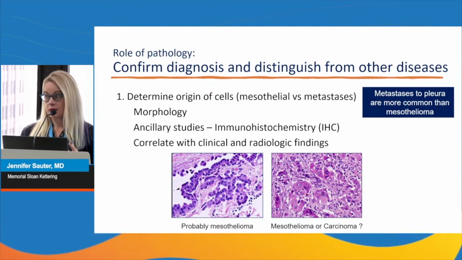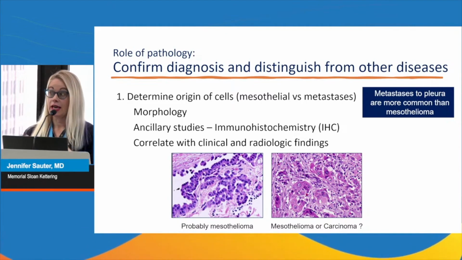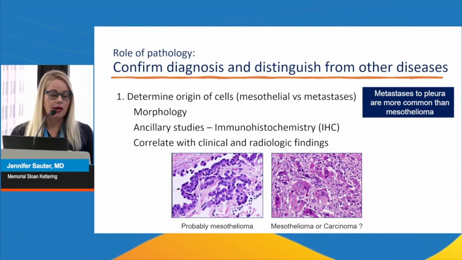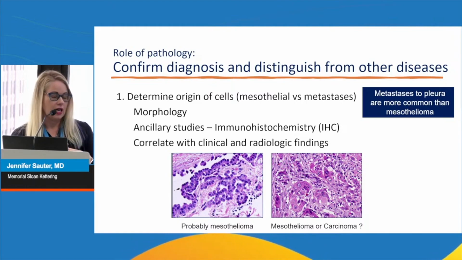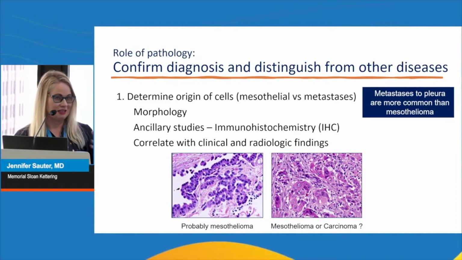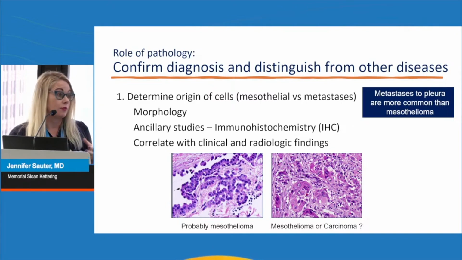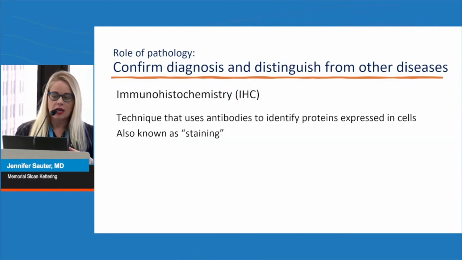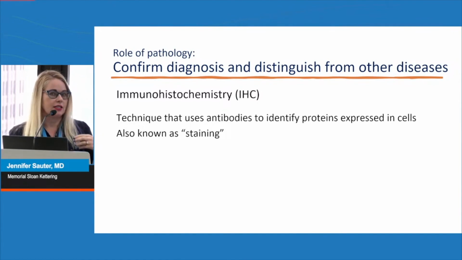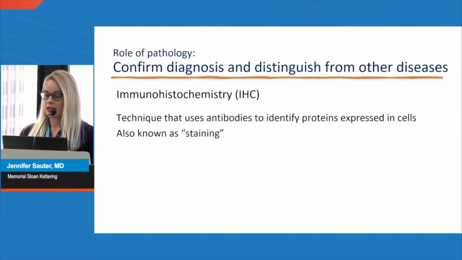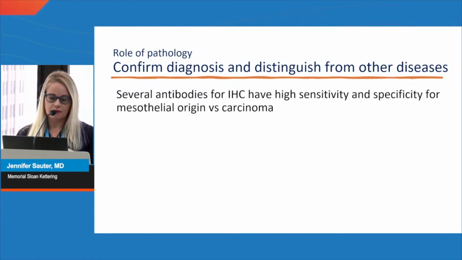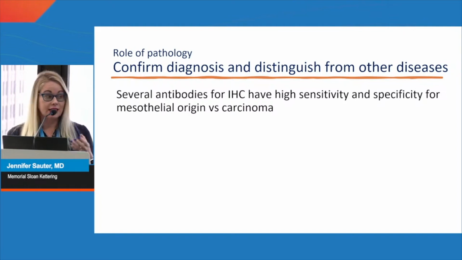So in most cases, basically all cases, we use immunohistochemistry to help us determine the cell of origin. And we always correlate with clinical and radiologic findings. It's useful to know, does the patient have a large lung mass and a history of lung adenocarcinoma, and now we're looking at a pleural specimen? Or does the person have diffuse pleural thickening and no mass in the lung? So immunohistochemistry is also referred to as IHC. Sometimes you may hear it referred to as staining. We stain the tumor. And this is a technique that uses antibodies to identify proteins that are expressed in cells. There are several antibodies available with high sensitivity and specificity for determining mesothelial versus carcinoma.